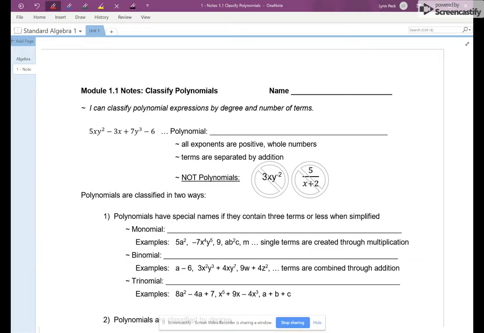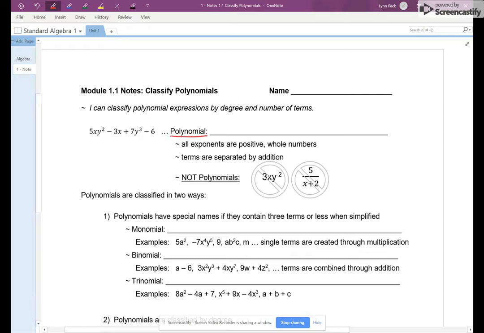Everyone, today we are taking notes on classifying polynomials. By the end of this lesson, hopefully you'll be able to classify polynomial expressions by degree and number of terms. Polynomial is a fancy word for strings of terms, and you've worked with a ton of them in your life. They just get a little bit more complicated in Algebra 1.